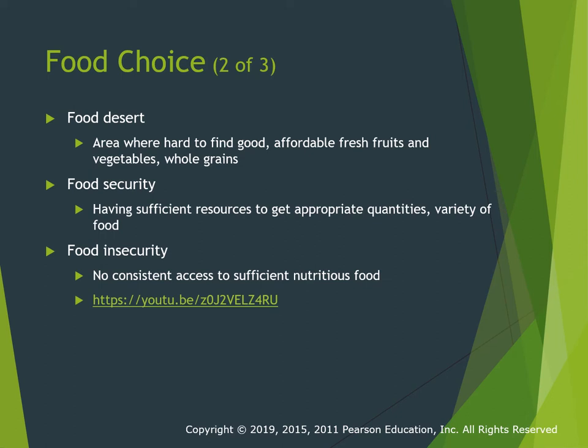A food desert is any area of population where it is difficult to find good quality, affordable fresh fruits, vegetables, and whole grains. In urban areas, a food desert is generally recognized as any populated area more than 1 mile from a grocery store that sells fresh fruits and vegetables. In rural areas, the distance is generally more than 10 miles. Distance and affordability greatly affect food choices.